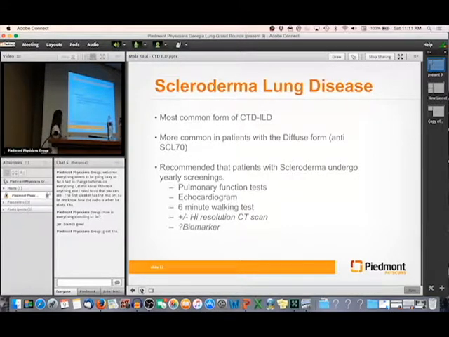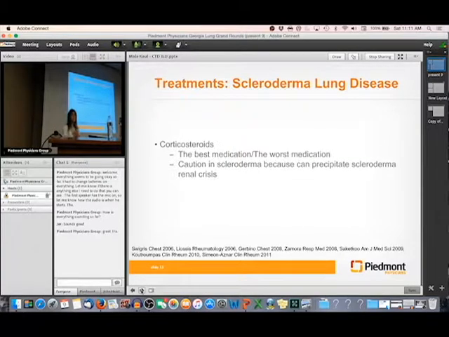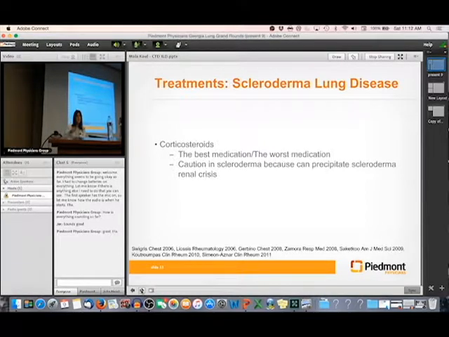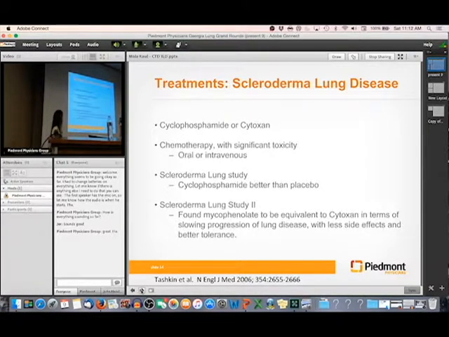So in terms of treatments, steroids are rheumatologists' and sometimes the pulmonologist's best friend and worst enemy. We love them and we hate them at the same time. And the reason for that is there's so many bad side effects with steroids. But for many of you who have been on steroids, you probably also realize how quickly they work and how quickly they make the breathing feel better. So in scleroderma, though, you have to be very, very cautious with the use of steroids because high doses of steroids can lead to a very rare complication of scleroderma called scleroderma renal crisis. So in scleroderma lung, we don't use as much of the high doses of steroids as we do in some of the other connective tissue-associated ILDs.